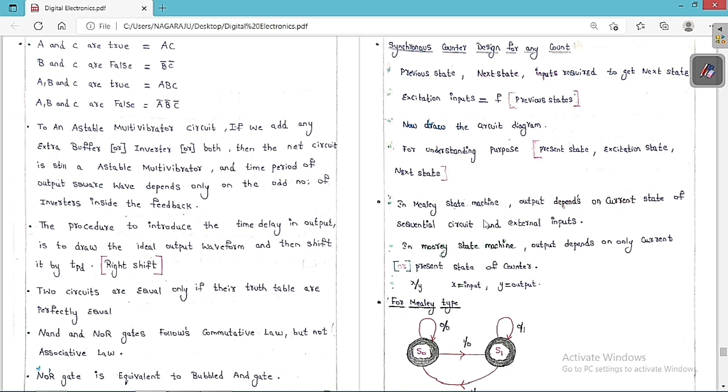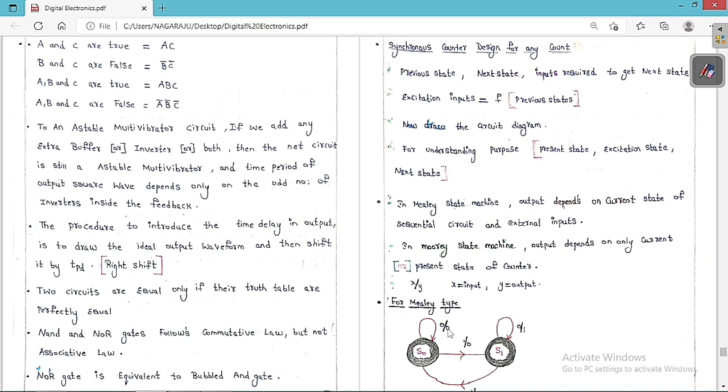See, always in a Mealy state machine, the output depends on the current state of the sequential circuit and also the external input. Therefore, simply we can say, very important point: in a Mealy state machine, output depends on the current state of the sequential circuit and also the external inputs.